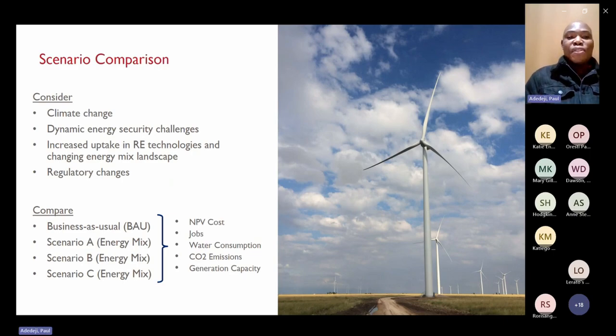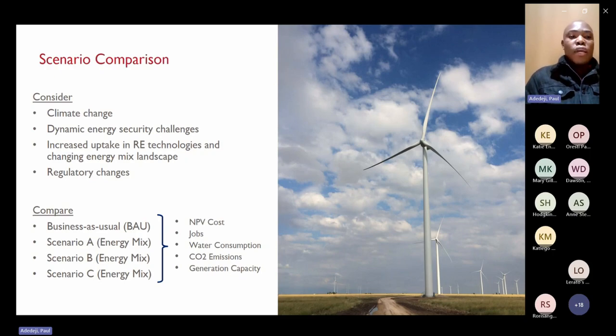One of the things that the scenarios look at and compare is the net present value costs. Of course, you want to minimize that, just as I said. You want to maximize job creation. You want to minimize water consumption. You want to minimize emissions and generation capacity. Hence, you need to develop as many scenarios as possible.